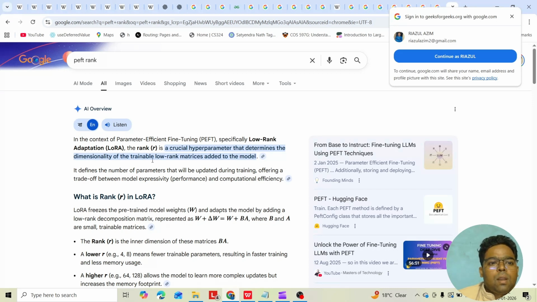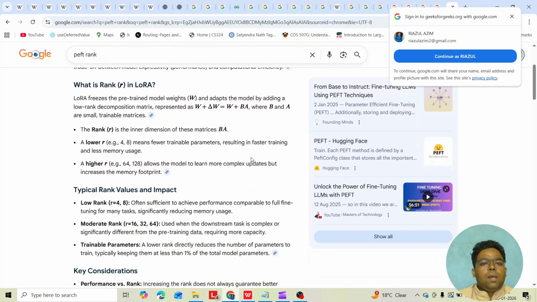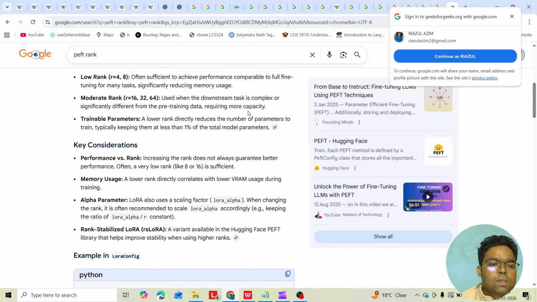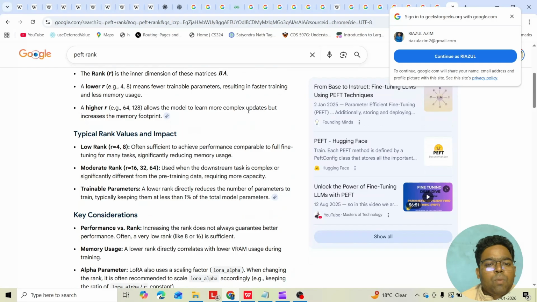a crucial hyperparameter that determines the dimension of the trainable low rank matrices added to the model. What is the point here? We have a pre-trained model weight, that is W, and I am trying to fine tune, that is delta W here, which is nothing else but the multiplication B A, and B and A are small trainable matrices because the rank is very small. Then we can fine tune the weights, and from 1 billion parameters or something we can convert it to far fewer parameters itself. So that's why the LoRA fine tuning technique is very important.